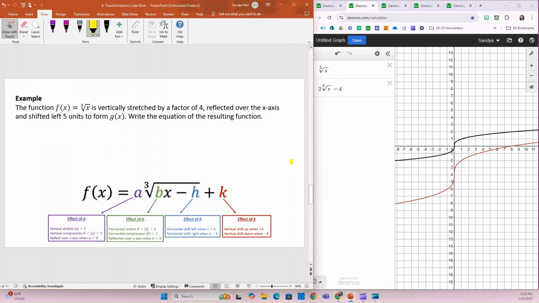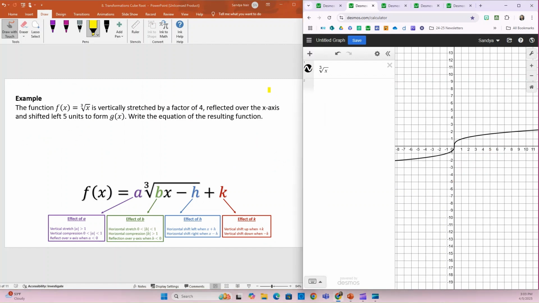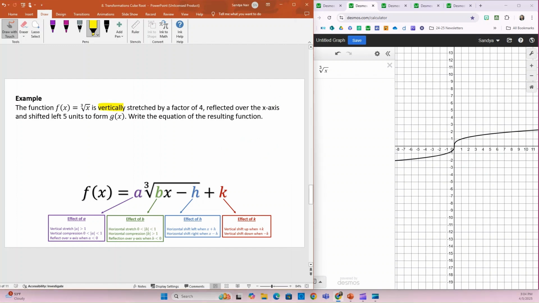So now let's look at another example where we have to write the function. So the function f of x equals the cube root of x is vertically stretched by a factor of 4, reflected over the x-axis, and shifted left 5 units to form g of x. So let's write the new function. So we have a vertical stretch by a factor of 4. Okay, so if we look at our study guide, we can see a vertical stretch means the absolute value of a is greater than 1. So this vertical stretch is going to represent a value of a. Then it says that this graph has been reflected over the x-axis. If we look at our study guide, we have reflect over the x-axis when a is less than 0. So that means that a is also going to be less than 0.